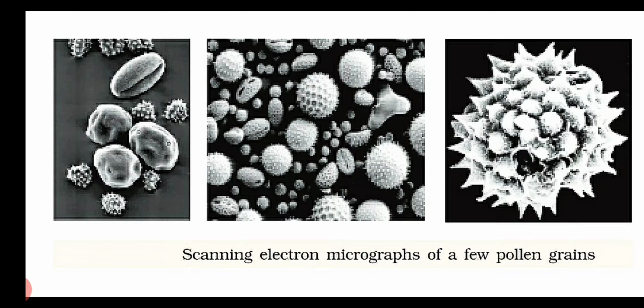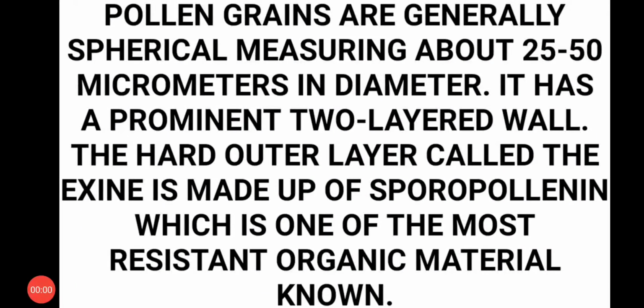Now these are some scanning electron microscope images of pollen grains. In this we can easily understand that these pollen grains are of different shape and size. When we observe the structure of a pollen grain, we come to know that they are basically spherical and their size is about 25 to 50 micrometer in diameter.